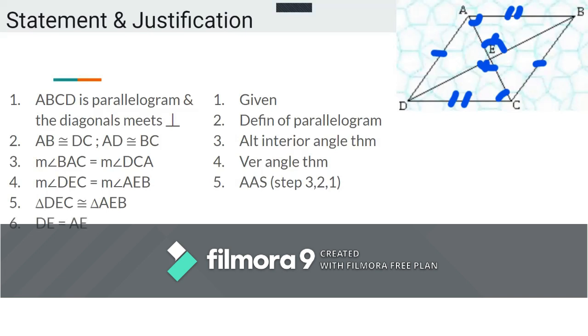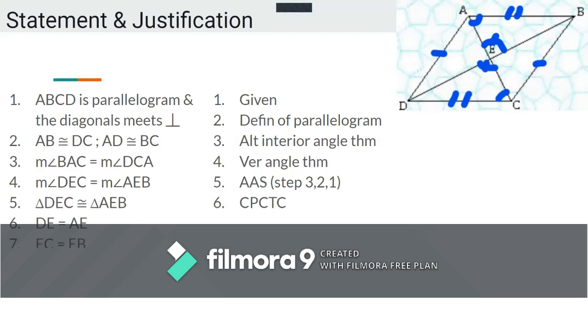And then for step 6, DE is equal to AE. Why? Well, it's based on corresponding parts of congruent triangles. Since we proved step 5, we know triangle DEC is congruent to triangle AEB, and thus those sides have to be equal to each other.